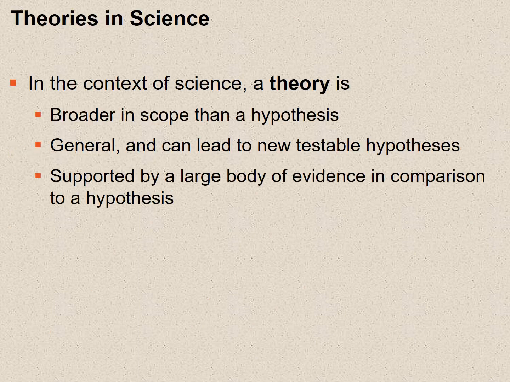All right, so some other thoughts about science real quick. In terms of science, there's a difference between a hypothesis and a theory, right? So remember, a hypothesis is a lot narrower in scope. So you make one hypothesis to test one thing. A theory, in general, can lead to multiple hypotheses, and it's broader in scope than a hypothesis. Theories are typically supported by large bodies of evidence in comparison to a hypothesis, right? So many different areas of science might support a particular theory. One example would be natural selection.